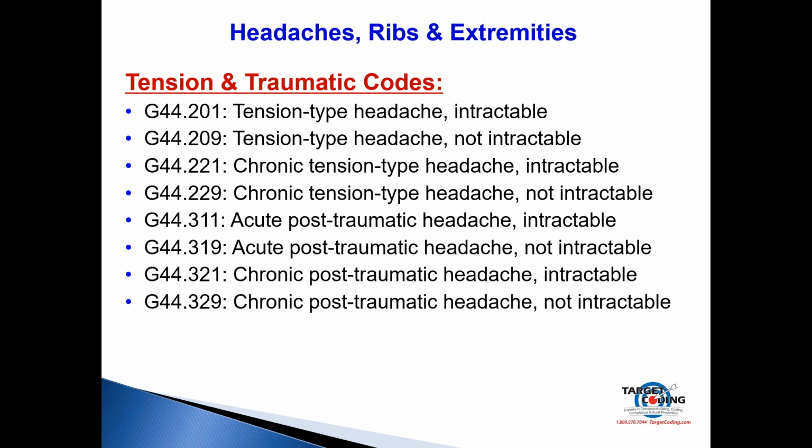Now let's talk a little bit about tension type headaches and traumatic type headaches. So we have G44. As you could see, the headache codes all begin with the letter G. So G44.201, tension headache, intractable. 209, not intractable. 221, chronic tension type headache, intractable. 229, chronic tension type headache, not intractable.